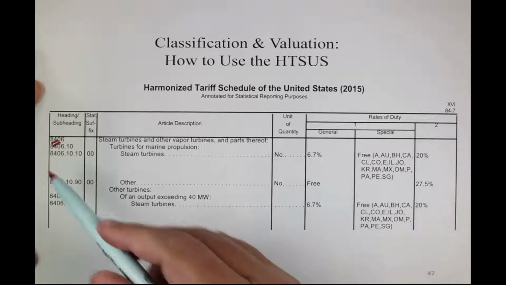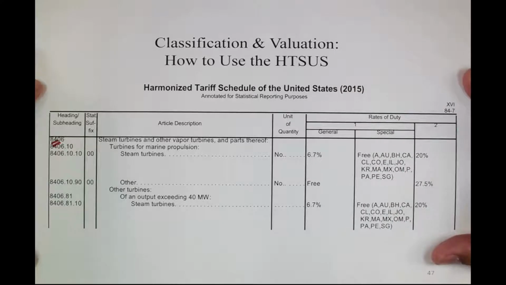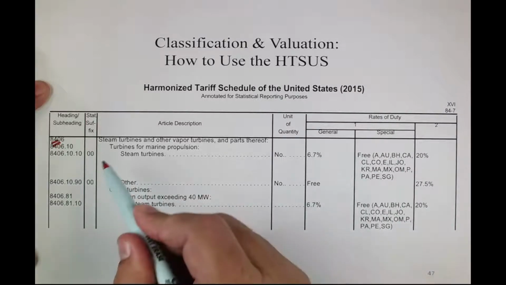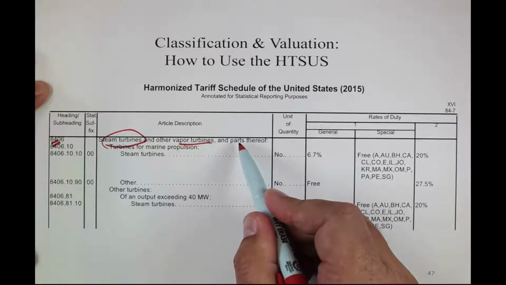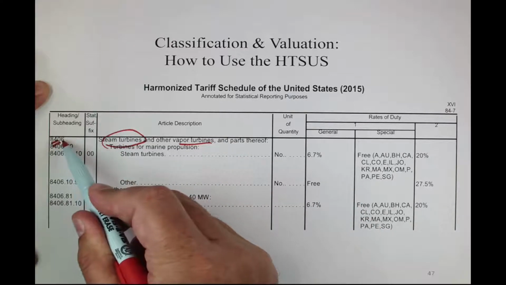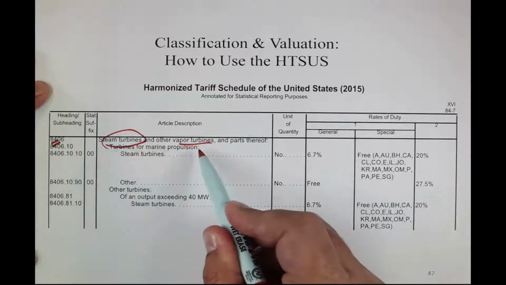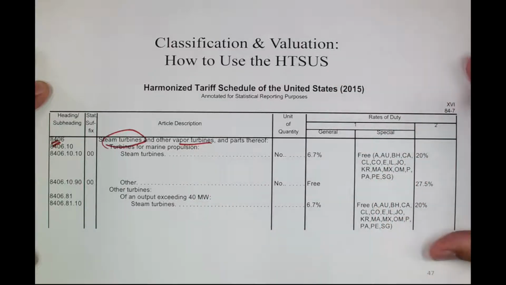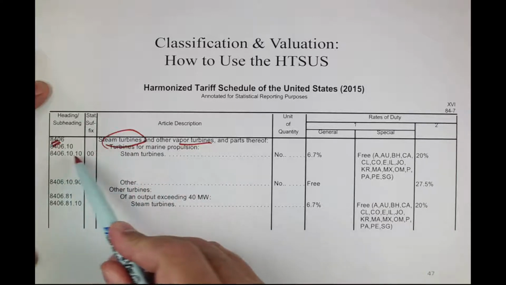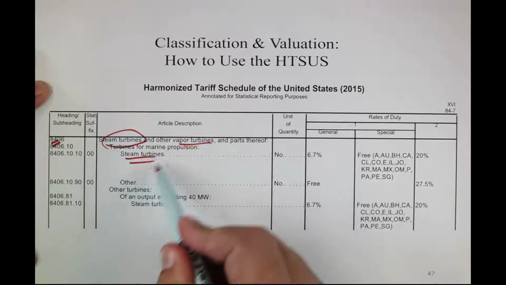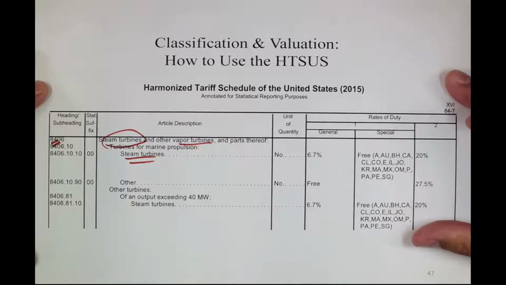So what are we looking at here in chapter 84, which is a chapter that deals more with industrial manufactured goods? Well, from our article description, we can see we're talking about steam turbines or other vapor turbines and parts thereof. That's at a heading level, 8406. At a subheading level, 6 digits, now we're talking about turbines for marine propulsion used in maritime trade. And then within that classification, getting down all the way to 10 digits, we're talking about steam turbines. The unit of quantity is the number. How many steam turbines are we talking about?